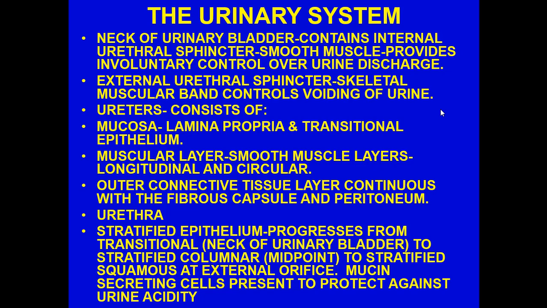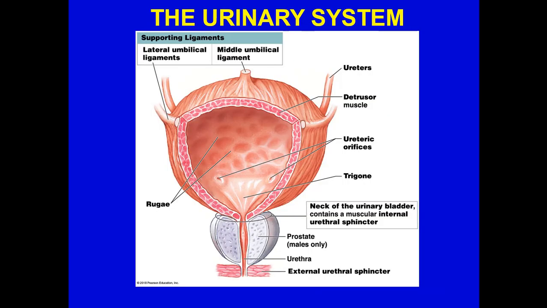Now, in the urethra, we have stratified epithelium. This progresses from transitional at the neck of the urinary bladder to stratified columnar at the midpoint, to stratified squamous at the external orifice. Now, you have some mucin-secreting cells present to protect against the urine acidity.